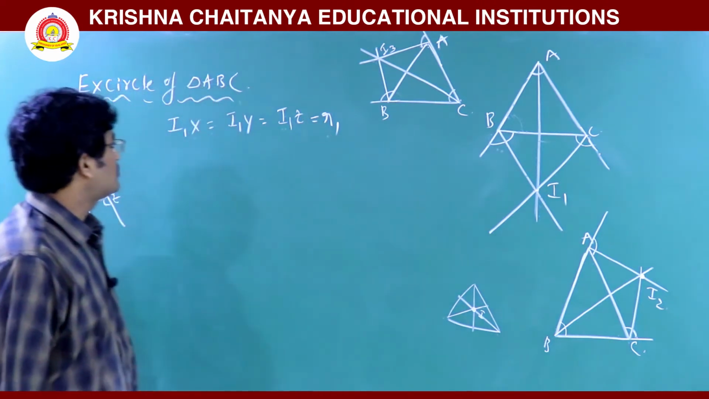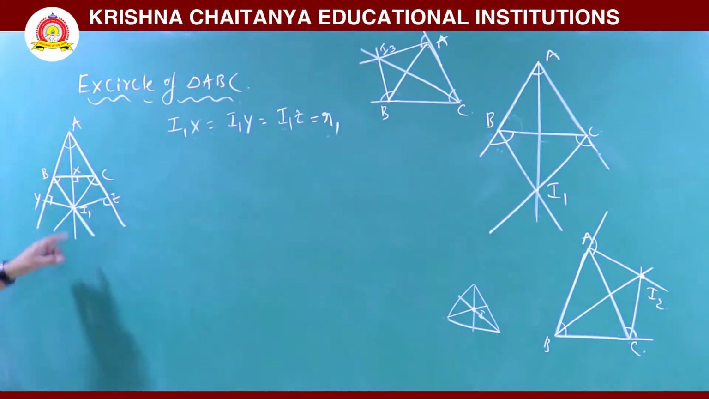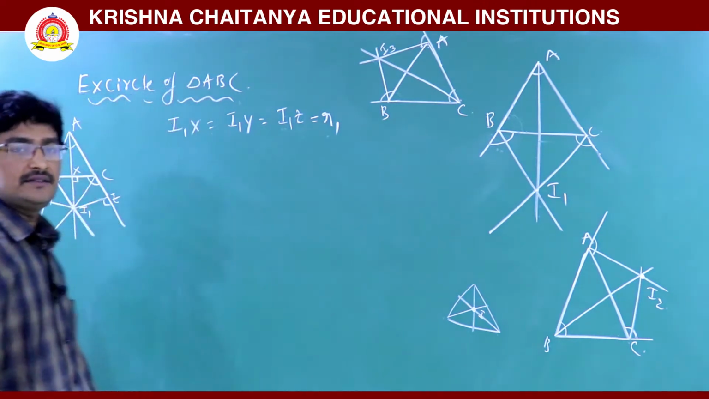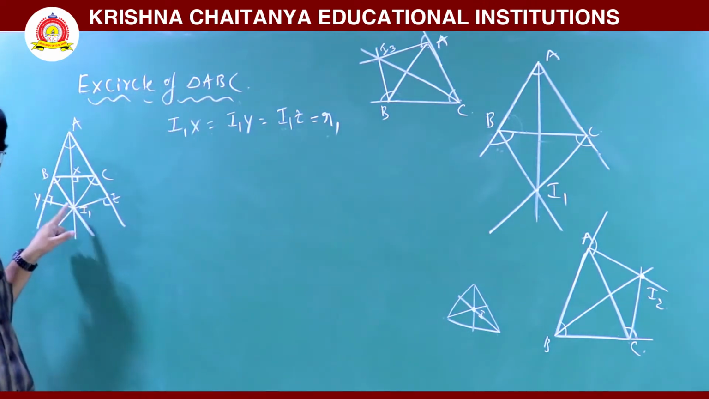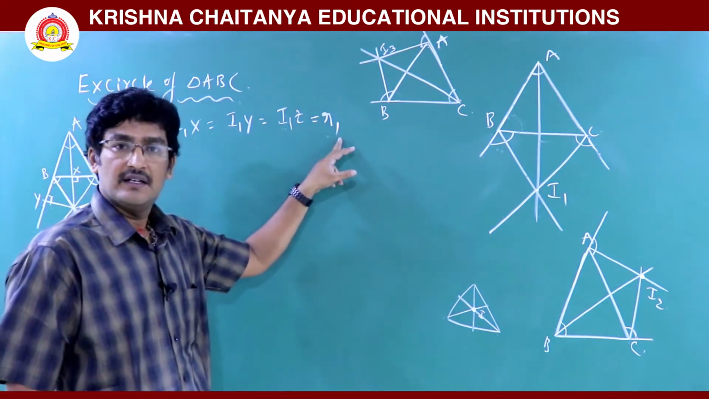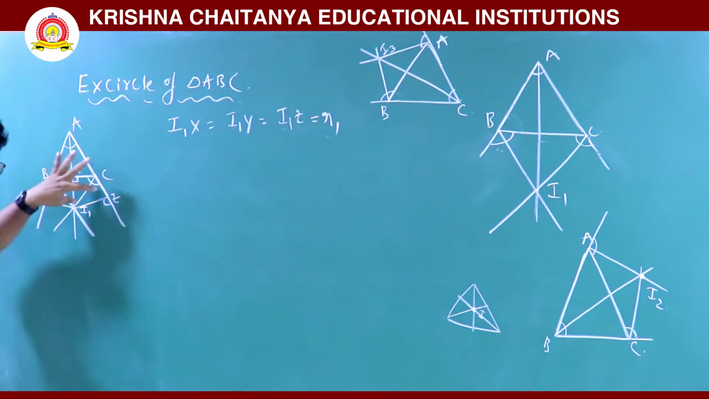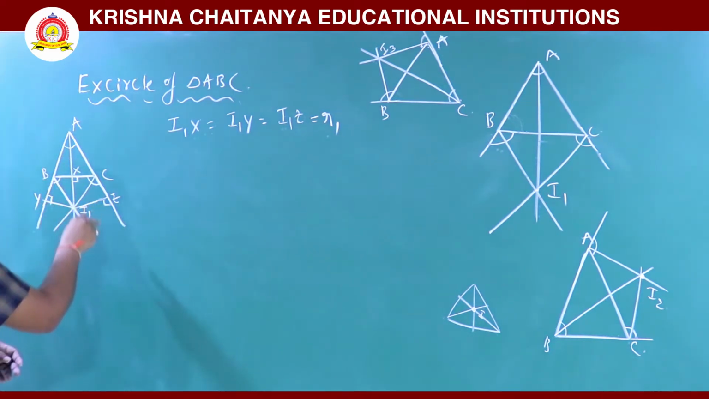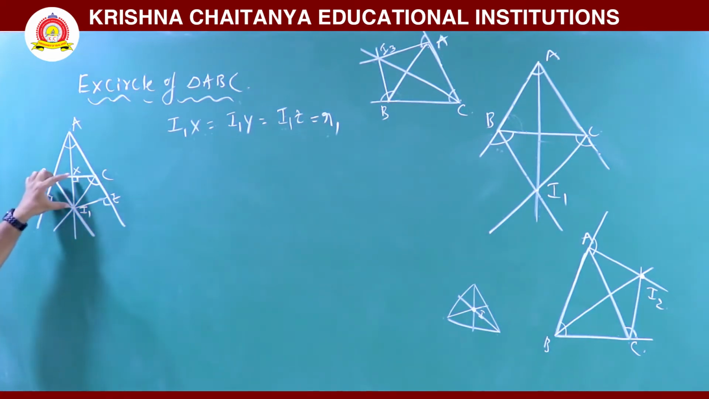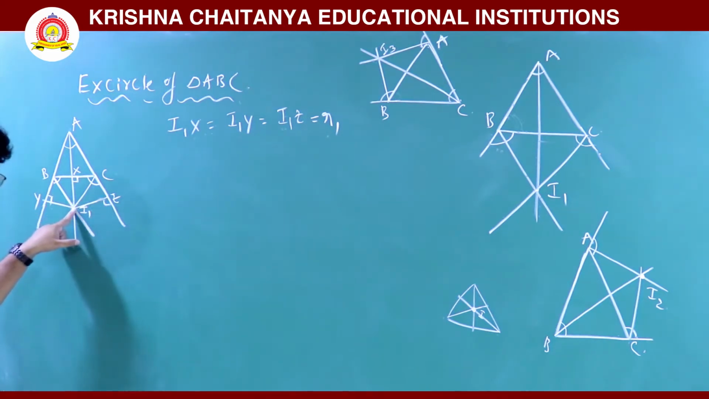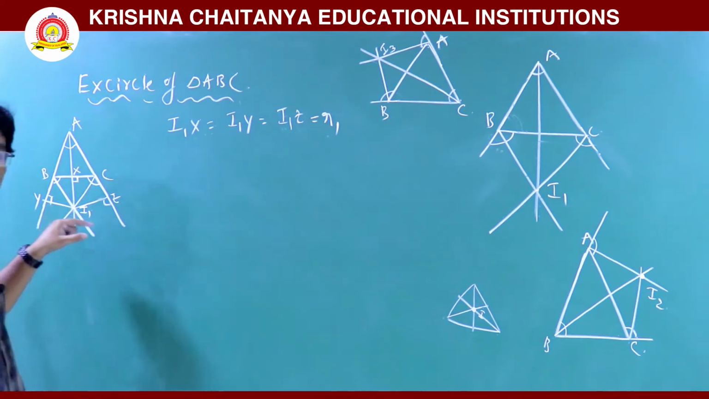Next we have to draw a circle here. See here. I1 is the excenter opposite to A. Now we draw a circle taking I1 as the center and R1 as the radius. R1 is I1X, this length, or this length, or this length. These three lengths are the same. So you take I1 as the center and this length as the radius, and draw a circle.